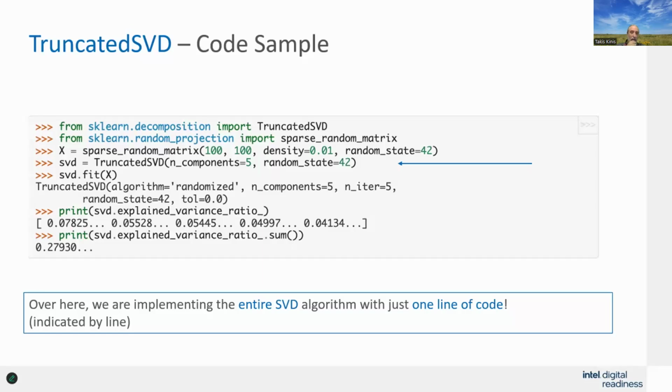And here's some example code. This is not the code that we have in our sample. It says we're implementing the entire SVD algorithm with just one line of code. And notice that they have some other values that they type in, and we'll look at these. And of course, we have the magic number of 42 in there, which is the answer to the universe, apparently. That's a random state seed number, by the way.